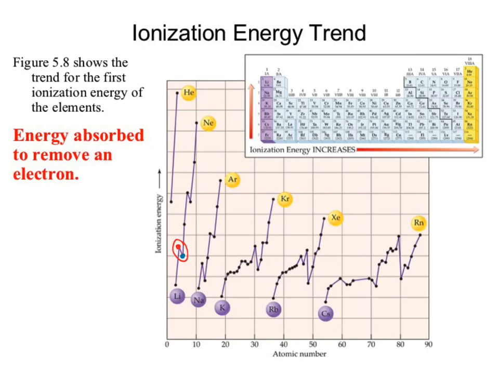Beryllium is red. Which element is blue? Boron. So I want to look at the electron configuration for beryllium. Before I ionize it, what is the electron configuration for beryllium? So where are all of the electrons for beryllium? First one is where?